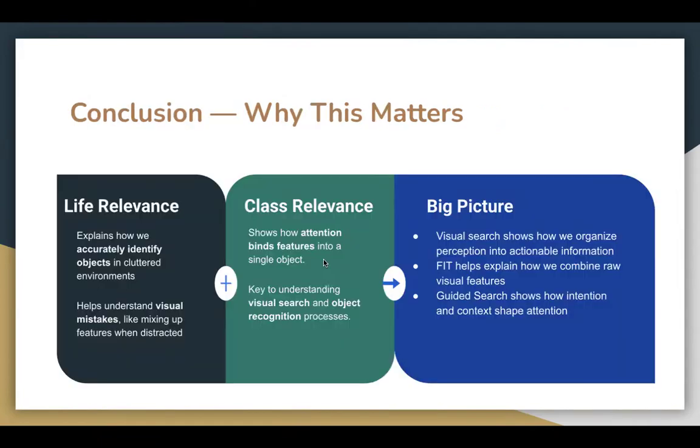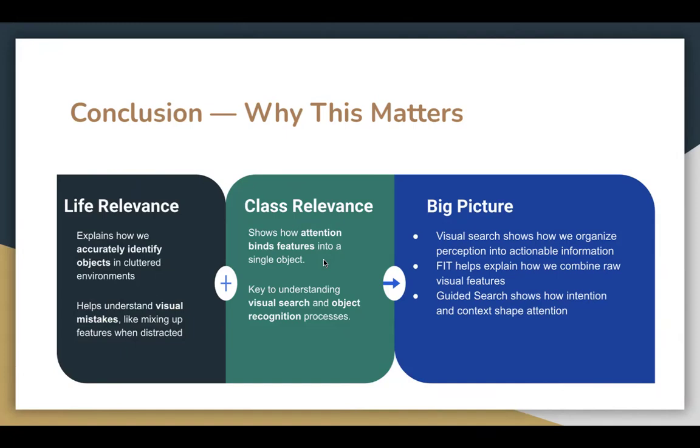So this last slide sums up why FIT and guided search theory is important. In everyday life, FIT explains how we accurately identify objects in cluttered environments, like picking out your keys on a messy desk. It explains visual errors like grabbing the wrong item when distracted. In terms of our class, FIT is essential for understanding how attention binds features into a single object, which directly connects to how we process and recognize what we see.